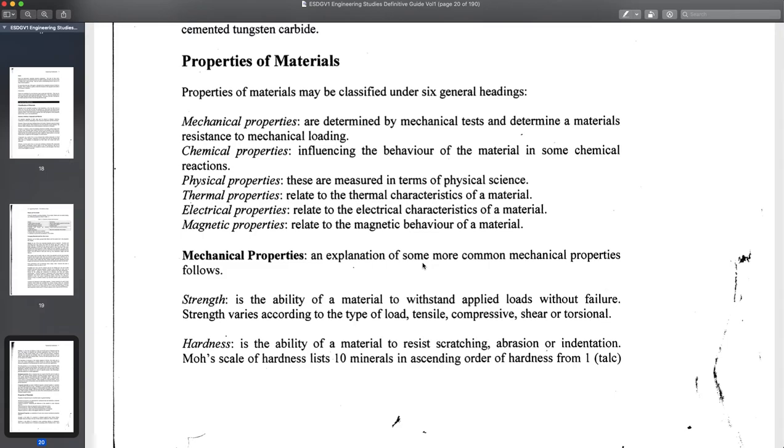Electrical properties, but that sounds pretty similar. Does it conduct electricity or does it not? How does it interact with electricity? Okay, and then lastly, magnetic. I mean, those last three, I think they're all pretty self-explanatory. No need for further explanation.